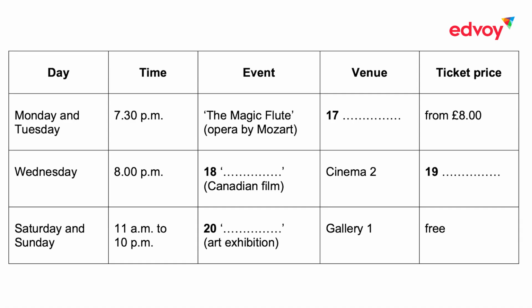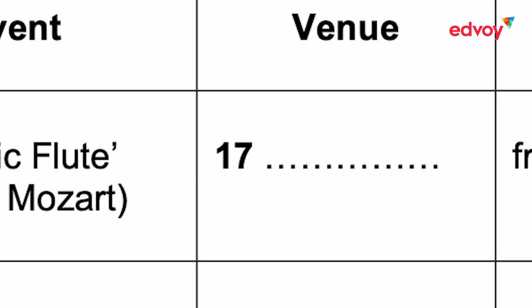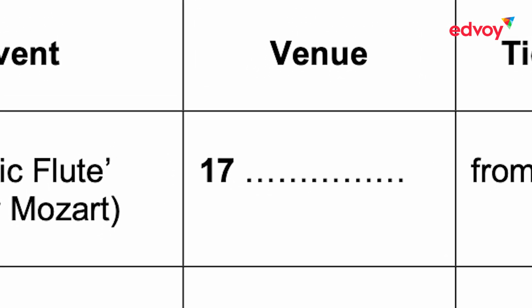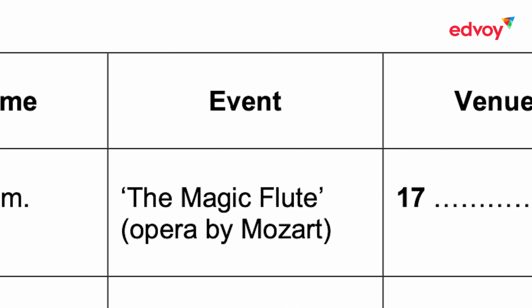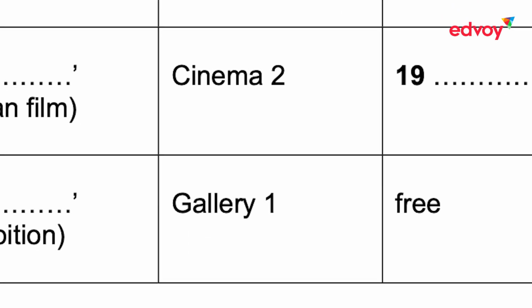Let's take a look. For question 17, it looks like we will need the name of a location. Are there any clues that can help you? Look at the event. It seems that there will be an opera in this place. What sort of places would host an opera? Look at the other venues. They all begin with capital letters, so it would make sense to also write your answer with capital letters.